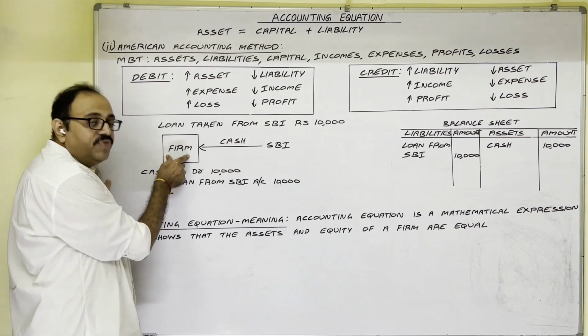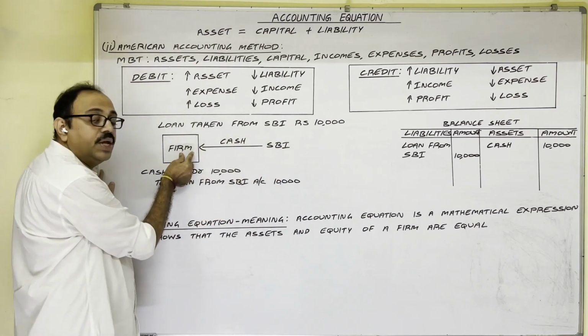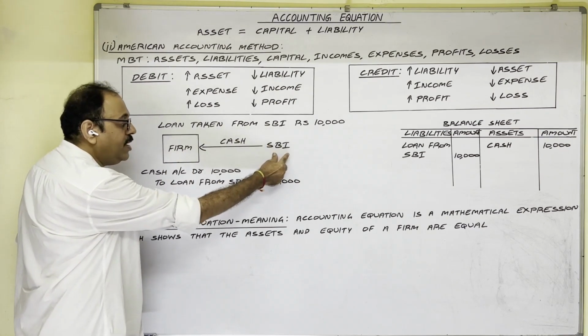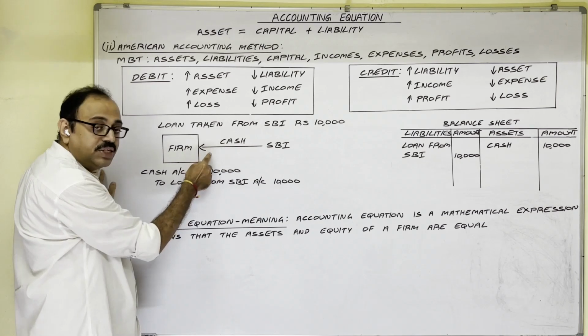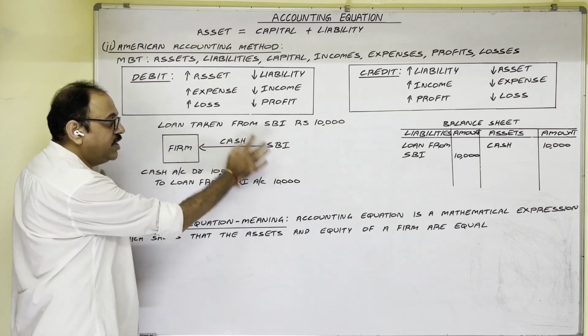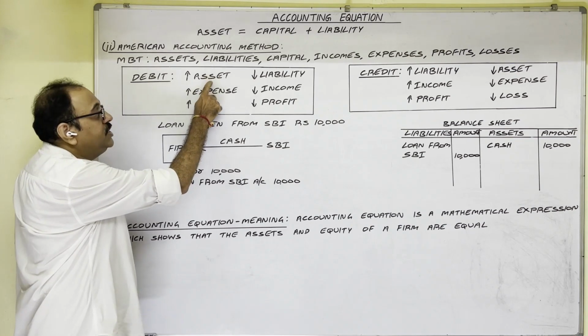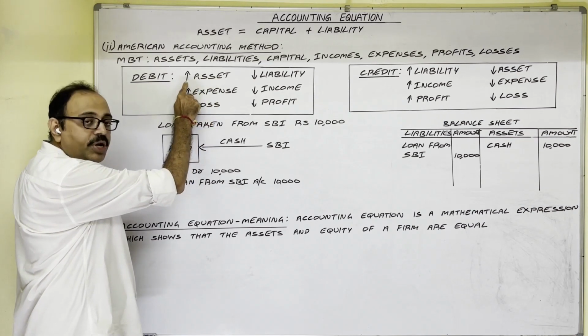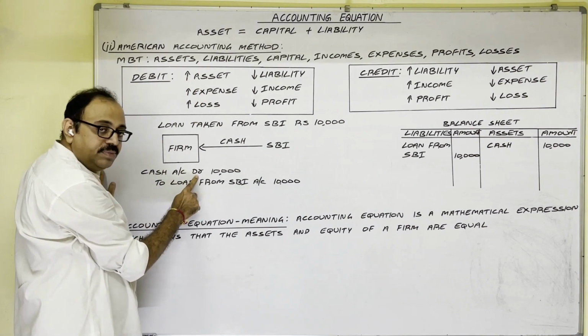So think from firm's point of view. From State Bank of India, we are taking loan. So from bank, cash is coming. Here, cash is an asset, no? So in this transaction, asset value is increasing. When asset value increases, we should debit, no? So cash account, we should debit.